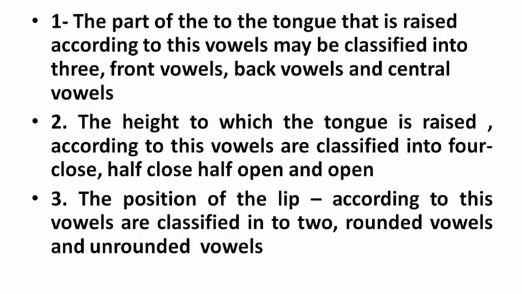The part of the tongue that is raised: according to this, vowels may be classified into three: front vowels, back vowels and central vowels. The height to which the tongue is raised: according to this, vowels are classified into four: close, half close, half open and open vowels. The position of the lips: according to this, vowels are classified into two: rounded vowels and unrounded vowels. We are going to discuss these in detail.